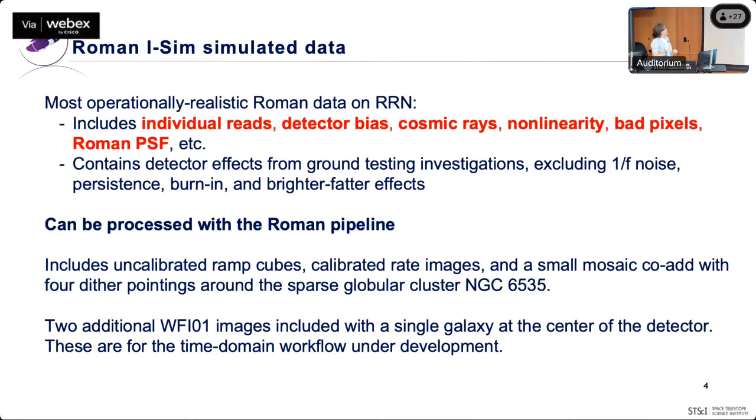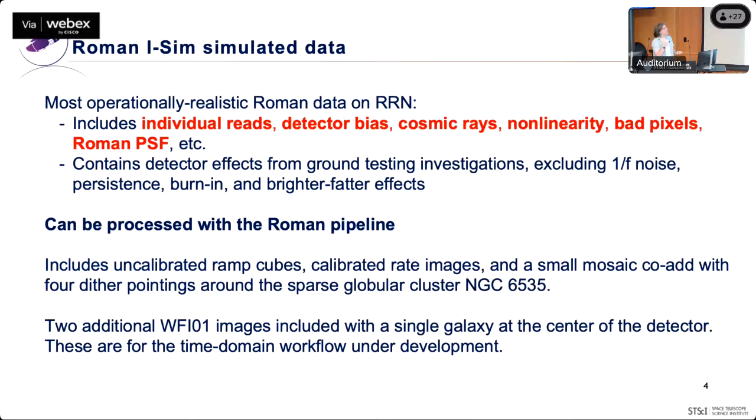All right, so a little bit more in depth about each of these. For the Roman ISIM data products, these, as I said, include the level 1, level 2, and level 3 data products. That means that you have the individual reads that contain all these effects like detector bias, cosmic rays, nonlinearity, specifically classic nonlinearity, bad pixels. We have the Roman PSF, the Roman band passes, et cetera, all baked into this. The detector effects come from our analysis of the ground test data using reference files that are hosted in the Calibration Reference Data System, CRDS.